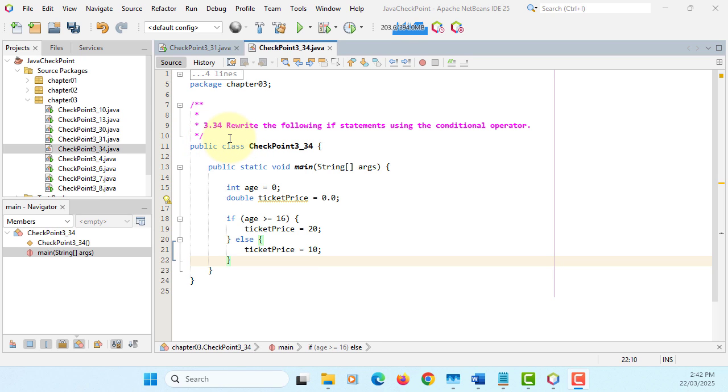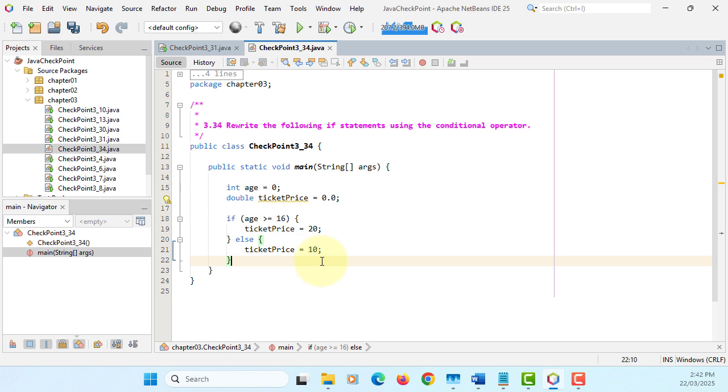Okay, 3.34. Rewrite the following if statement using conditional operator. Conditional operator, normally we call it a ternary operator. So let's look at the input that again depends on age. If it's over 16 years old, ticket price is 20. If it's less than 16, the price is 10.